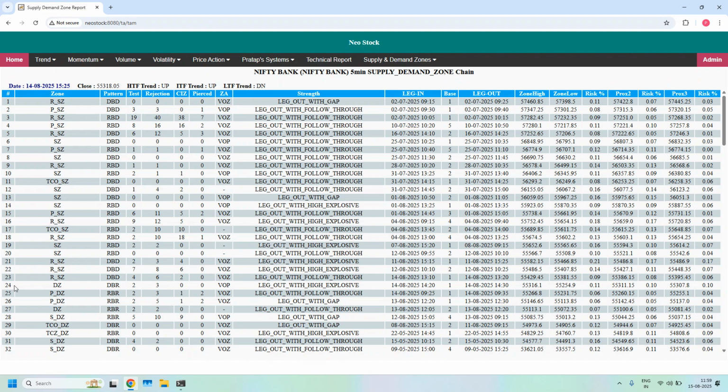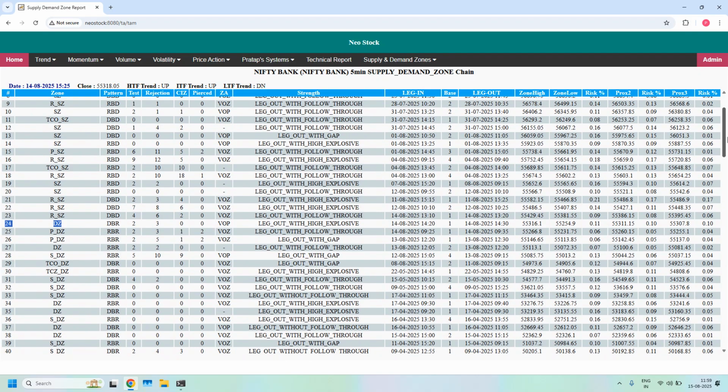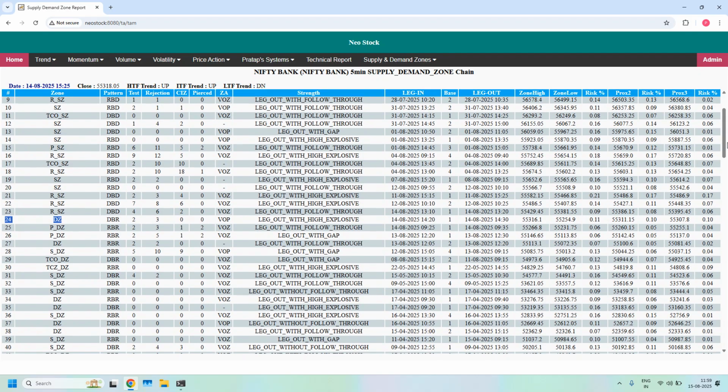The nearest demand zone to the current closing price is serial number 24. I will place it in the middle of the page. Okay. So this is Bank Nifty supply demand zone chain. So we have generated both Nifty and Bank Nifty supply demand zone chain reports.